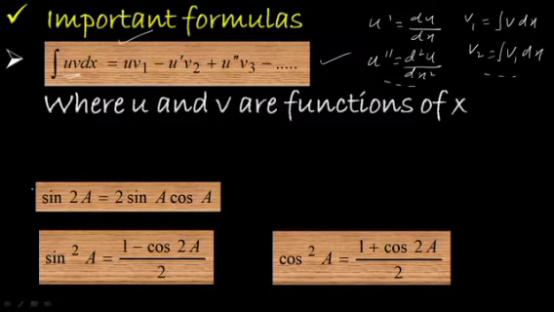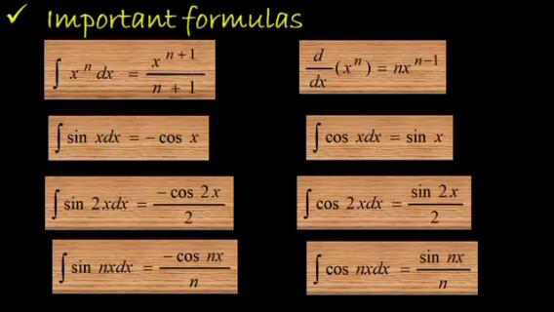So with that, let me recapitulate some formulas that we have already come across in your school days. That is, sin 2a is equal to 2 sin a cos a, and sin squared a is equal to 1 minus cos 2a divided by 2, whereas cos squared a is equal to 1 plus cos 2a divided by 2. And this is a basic integration and differentiation formula.